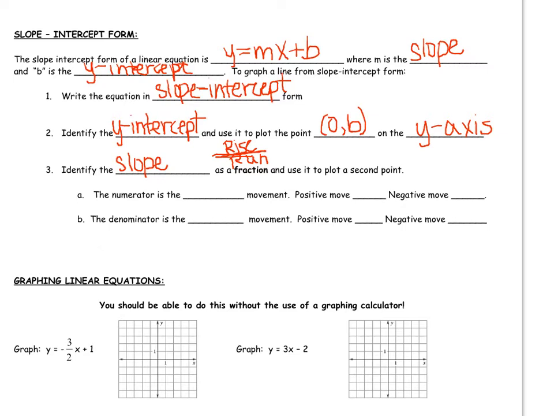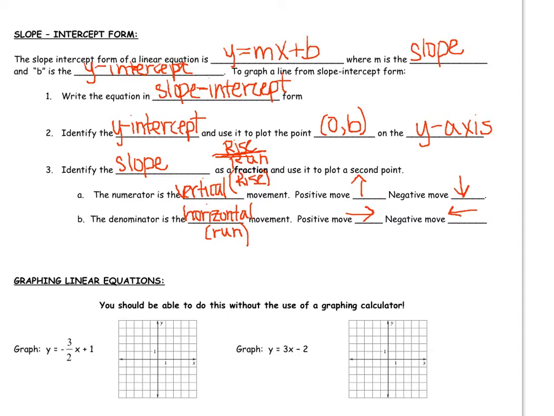So the numerator is the vertical, or the rise, movement. So the top is the vertical or the rise. With a positive move, we move up, and negative, we move down. The denominator is the horizontal movement, or the run. And if it's positive, we move to the right, and if it's negative, we move to the left. So let's graph these equations.